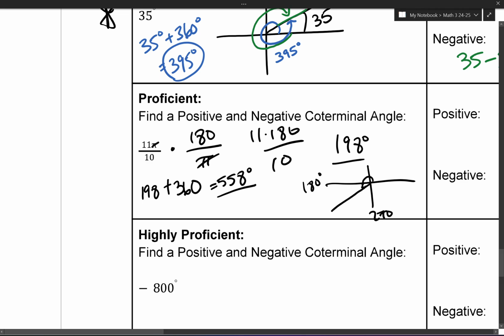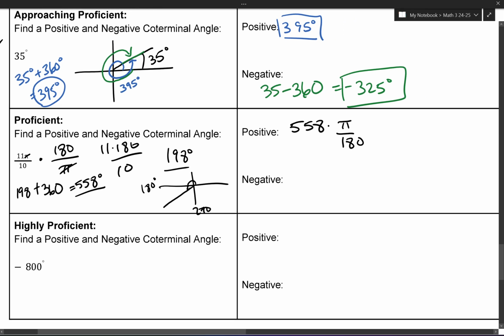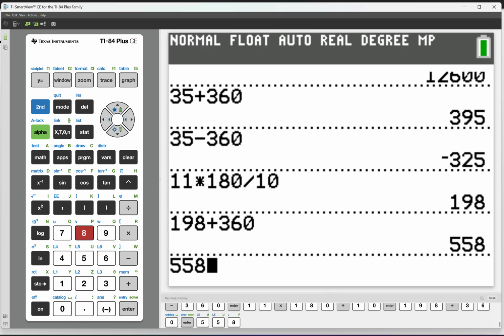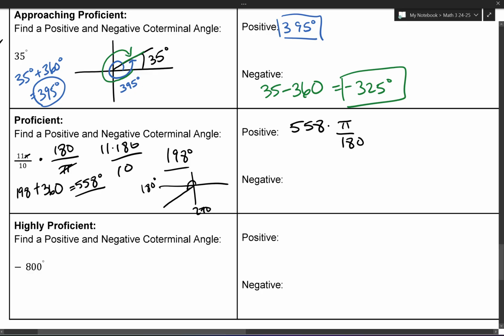You're like, yay, I'm all done. No, you are not. Your problem is in radians. I need this to be in radians. So 558 times pi over 180. I'm converting to radians now. I'm going to go to my calculator. I'm not going to put pi in my calculator. 558 divided by 180. Enter. Math, enter, enter. 31 over 10. So my final answer is 31 pi over 10 radians.